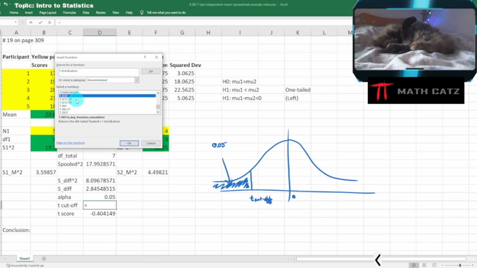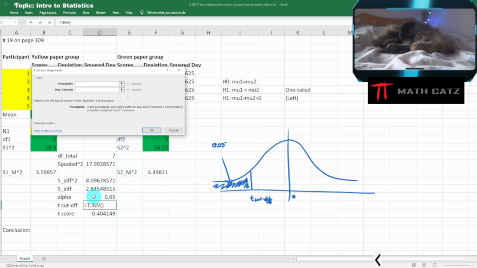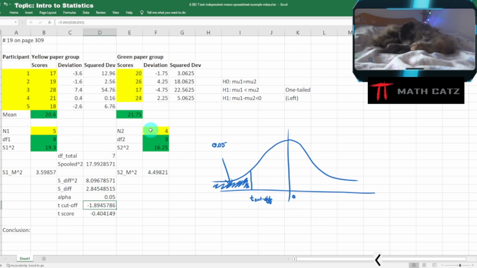T-distribution, cumulative, I take a score or an X value, and it returns a cumulative probability. That's not what we want. We have the probability. We want the t value that sits on that line. So we want the inverse. And there's also a two-tailed one you see there. Well, we have a one-tailed situation. So we're going to go t dot inverse. And it says there returns the left-tailed inverse of the t distribution. What is my probability? Well, it is alpha. My degrees of freedom is over here, total degrees of freedom. And we say OK. And that is our cutoff t score.